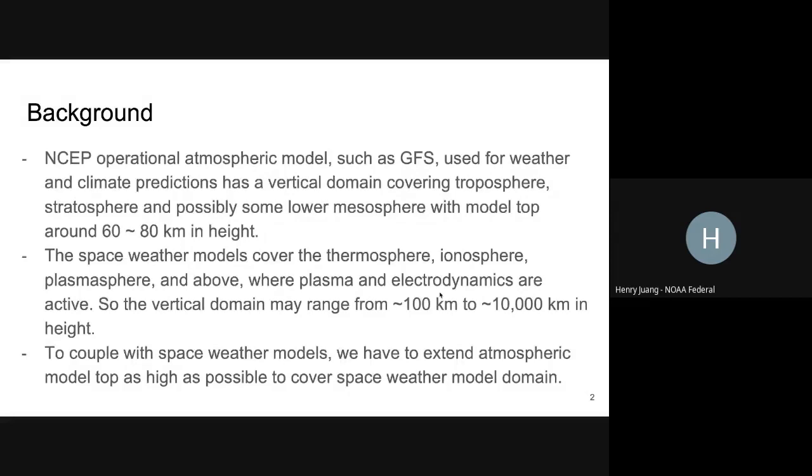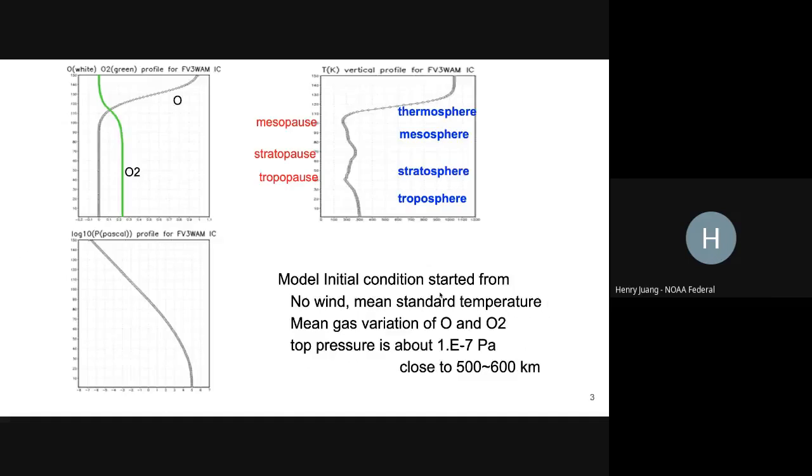As Tim said, we are not just doing an interface coupling. We actually require three-dimensional regridding, so it's very much like a three-dimensional grid coupling. If we extend our domain height vertically up to say 500 to 600 kilometers, then the pressure is very much like 10 to the minus 7 Pascal. And if you look at the temperature profile for the standard atmosphere, you can see it covers the thermosphere, where the temperature up there is very much like 1,200 degrees K.